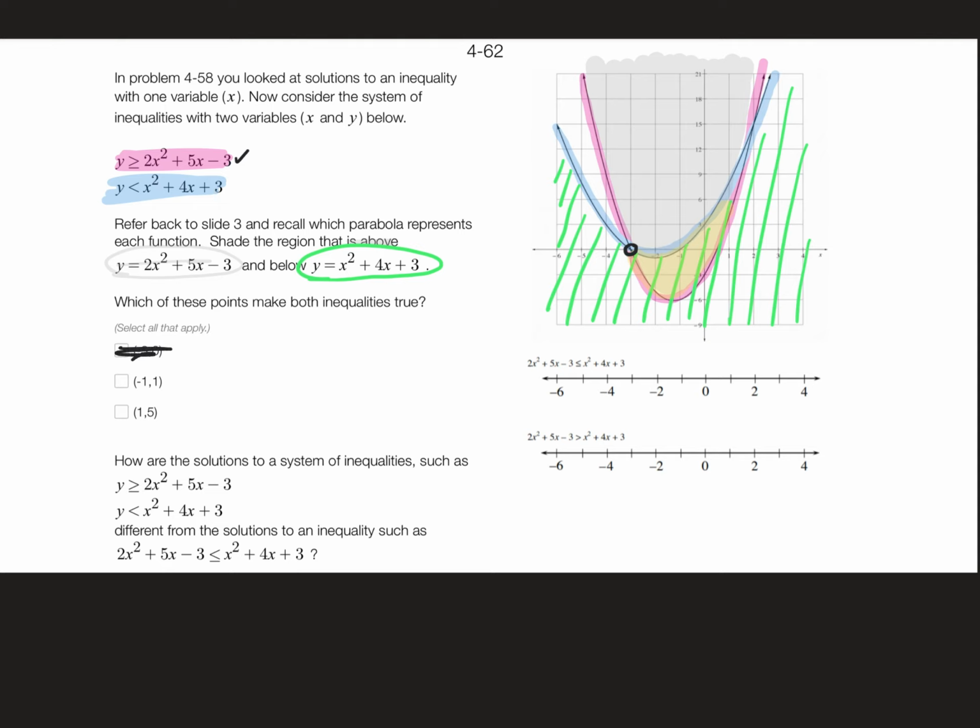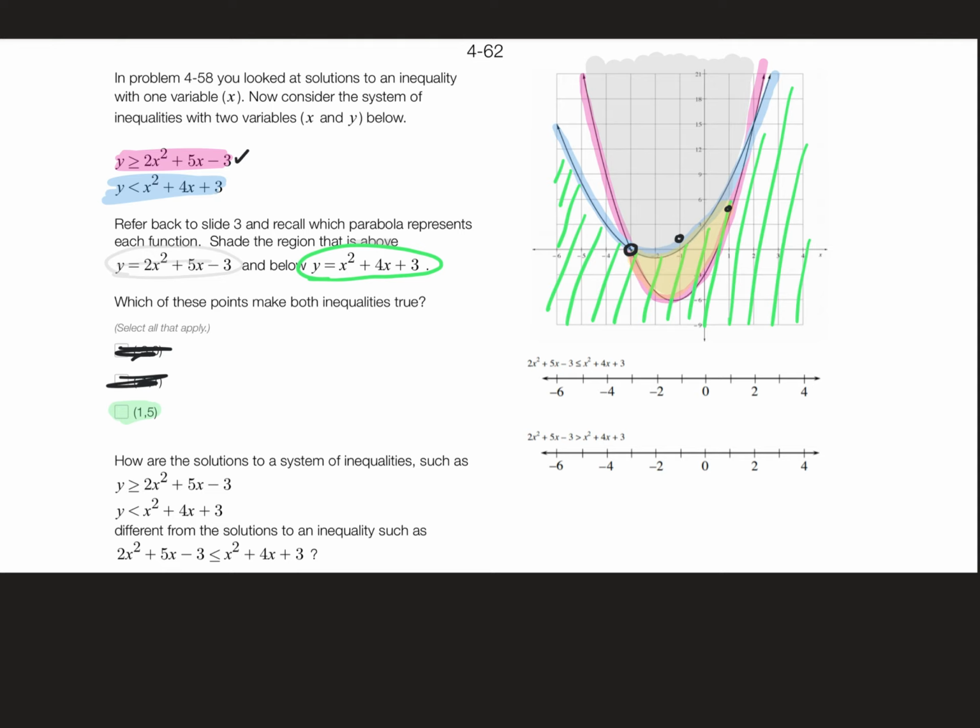All right, negative 1, 1. Well, negative 1, 1 is going to be up here. That's not in that area that's shaded twice. It's not in that yellow region, which means it's not going to satisfy both inequalities, okay? It is not both greater than the pink curve and less than the blue curve. It is just greater than the pink curve. And then finally, 1, 5. So 1, 5 is right here. Now, that is in that yellow region. It's greater than the pink curve and less than the blue curve, which means it actually does work for that system. So that is the only one that will work.